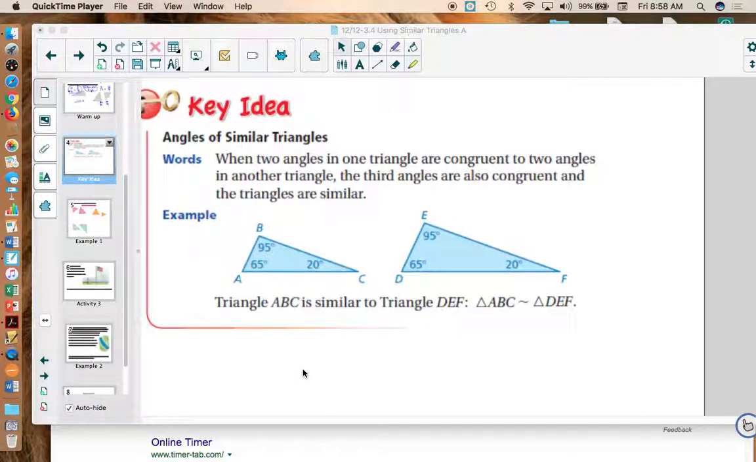All right, so the other day we were talking about similar triangles having the same angles. That is a key factor. If they are similar, their angles are all equivalent. They're just larger or smaller, of a different size.